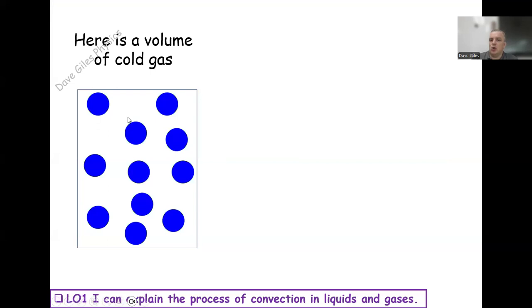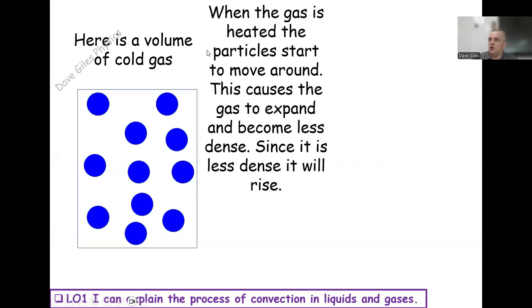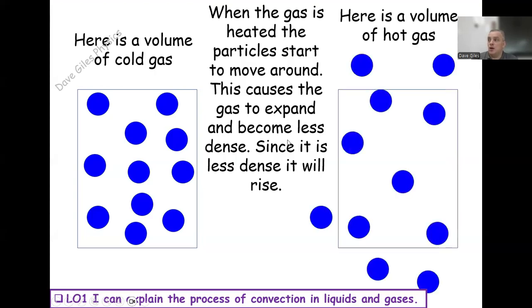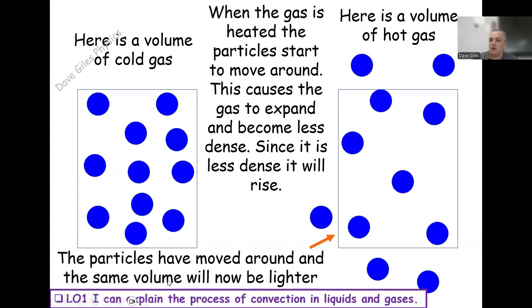Now, here is a cold gas. When the gas is heated, the particles start to move around. This causes the gas to expand and become less dense. Since it's less dense, it will rise. So you can see here, we've got the same number of particles, but they're more spread out. So if you look inside this square here, or say rectangle, you can see in the same size rectangle in the second screen, there are fewer particles. So the particles have moved around and the same volume will now be lighter. So it'll have less weight or less mass than before.